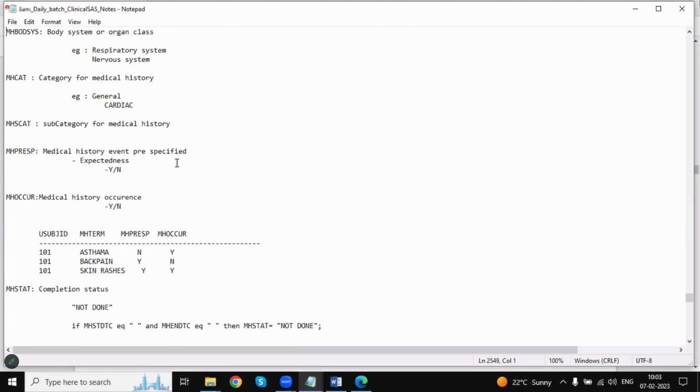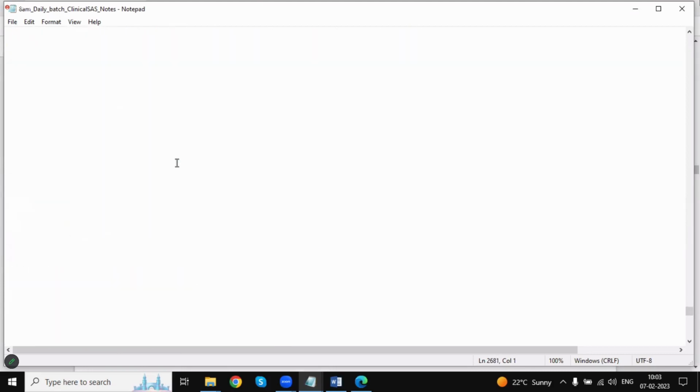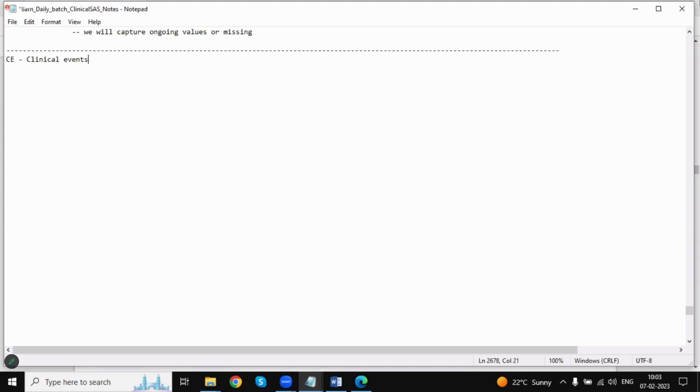Okay. Then I'll discuss some small domain, the CE domain. Simple domain, clinical events. So remember the adverse events, right, everyone? Same as in adverse events, where side effects information is captured, in clinical events also we are going to capture side effects information.